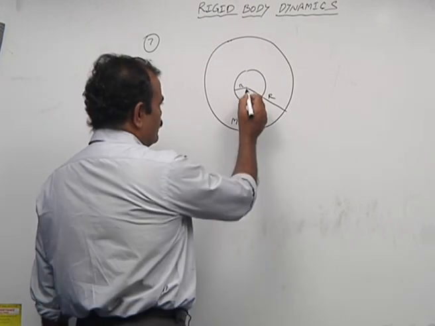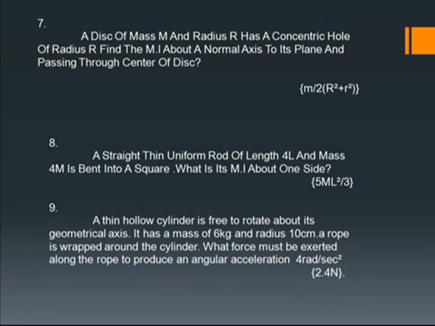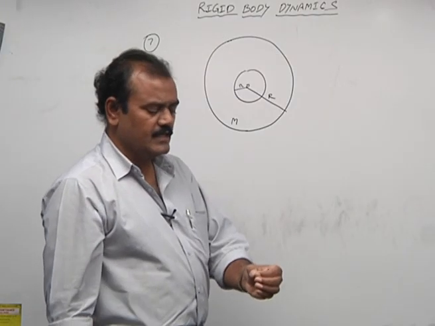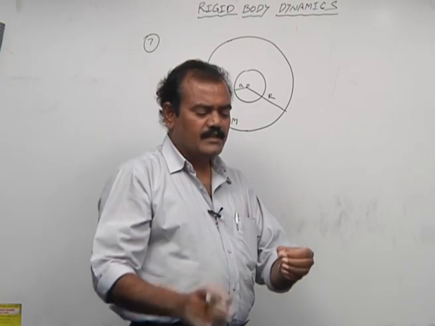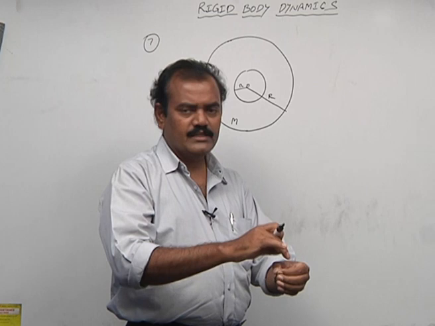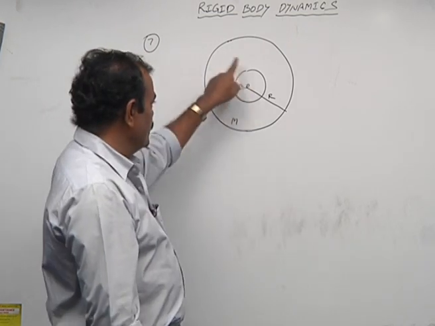And thereafter you are supposed to find the moment of inertia about a normal axis passing through the center of the disk and perpendicular to the plane. So the disk is here with a concentric hole, and this is the axis. That axis is passing through the center of the disk and is perpendicular to the plane.